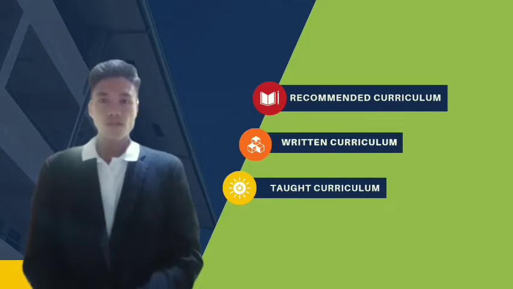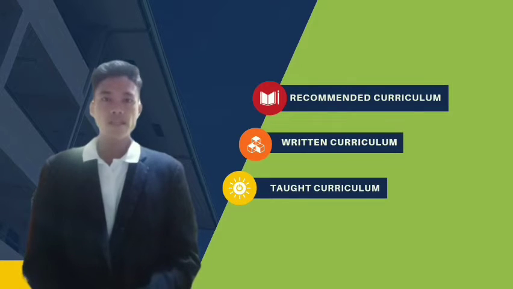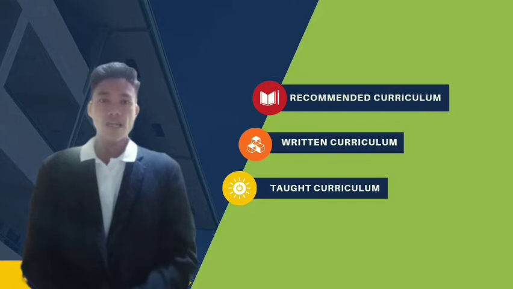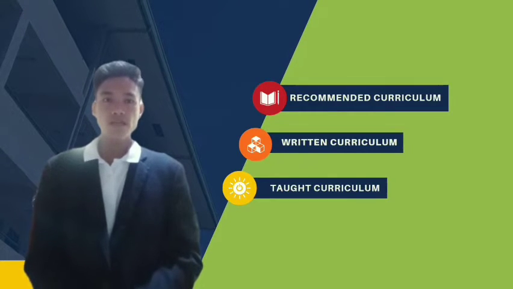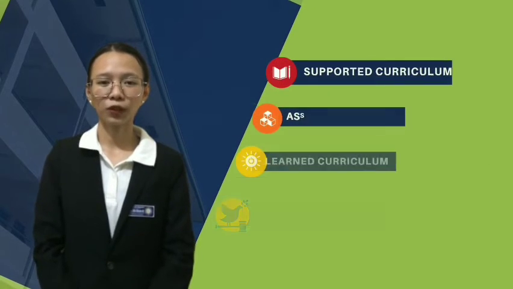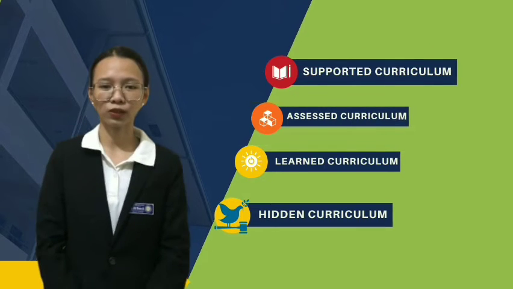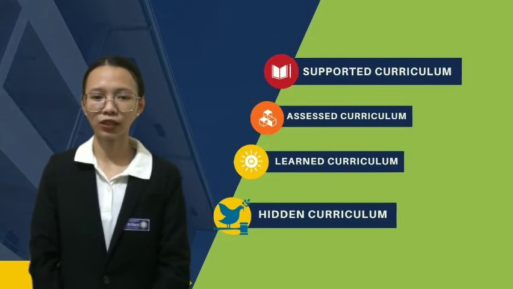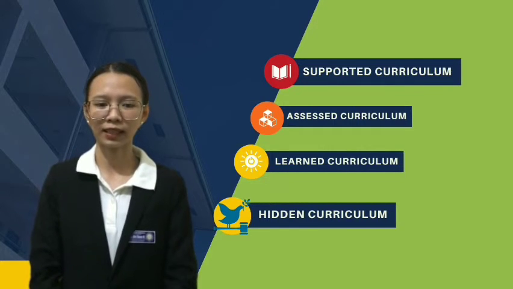Number 3, taught curriculum. Example, textbook. Where located? At the school. Description: it is a standard-based sequence of planned experiences where students practice and achieve skills. Supported curriculum is the fourth type of curriculum. Its example is audiovisual aids and it is located at the school. It involves additional tools, resources, and learning experiences found in and outside the classroom.